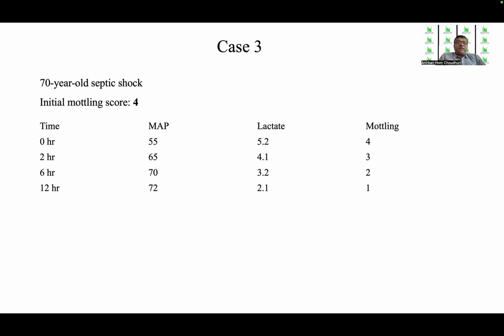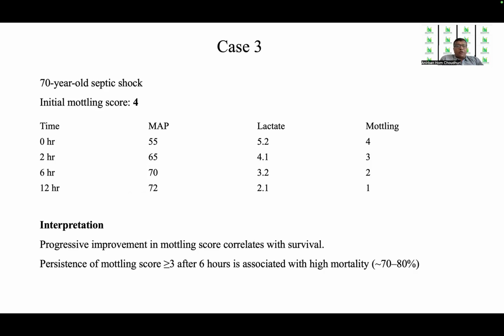Let us come to this case, a 70-year-old with septic shock, initial mottling score of 4 at 0 hours with a MAP of 55, lactate of 5.2. At 2 hours, MAP becomes 65, lactate 4.1, mottling 3. At 6 hours, 70, 3.2 and 2. And at 12 hours, 72 MAP, 2.1 lactate and 1 mottling score.